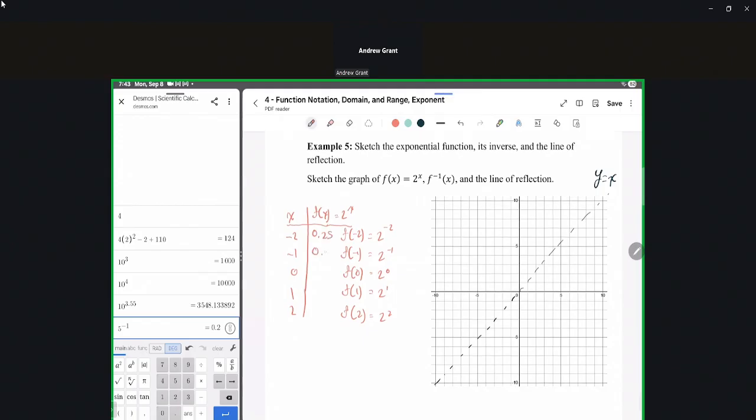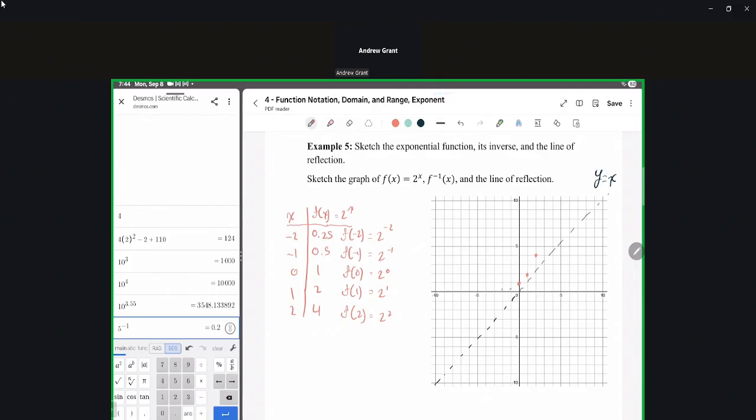2 to the power of negative 1 is 0.5. 2 to the power of 0 is just 1. 2 to the power of 1 is 2. And 2 to the power of 2 is 4. So we can go ahead and graph these values. Here's 0, comma 1. There is 1, comma 2. Here is 2, comma 4. And we'll go ahead and try to graph these ones as best we can.